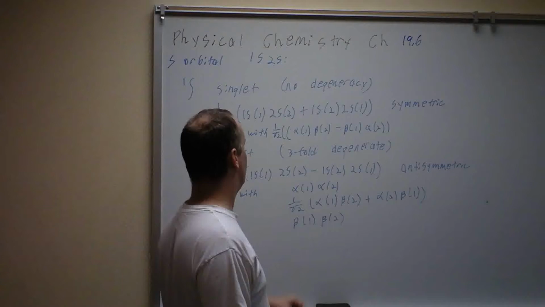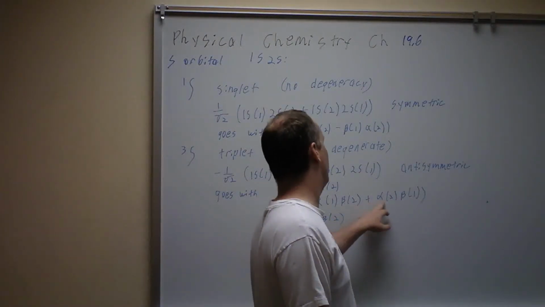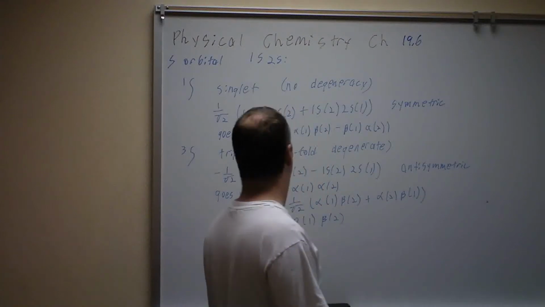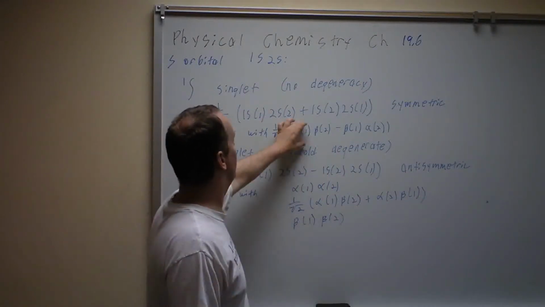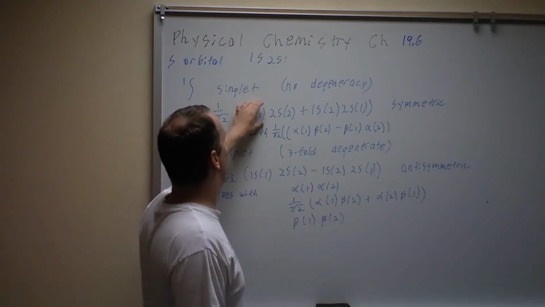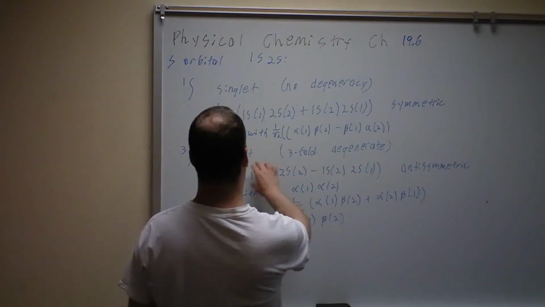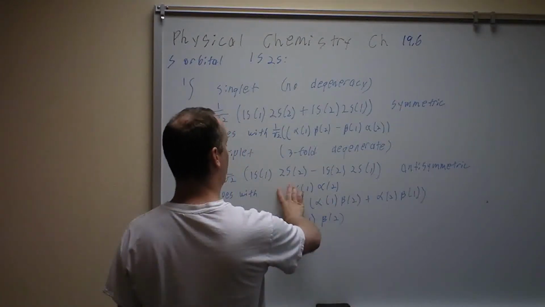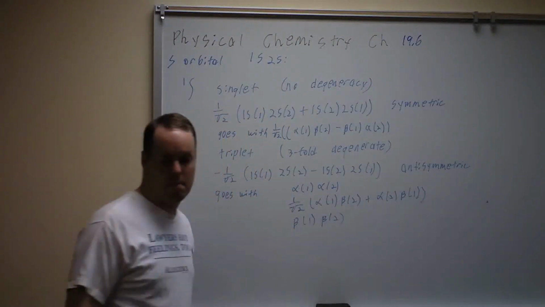Either alpha 1, alpha 2, or 1 over the square root of 2 times alpha 1, beta 2 plus alpha 2, beta 1, or beta 1, beta 2. So you notice, since this is symmetric, it goes with this antisymmetric. This is the wave, this is the spin. And then since this is antisymmetric, it goes with the symmetric. This is the wave, this is the spin.